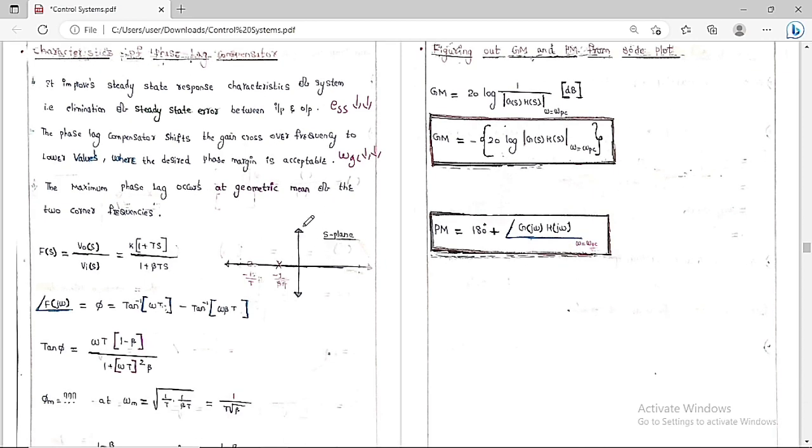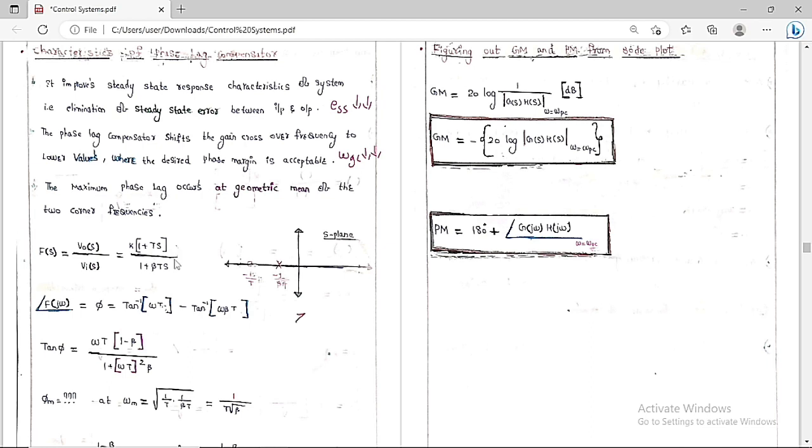Now what is the transfer function of the phase lag compensator? F of s is equal to V naught of s by Vi of s is equal to k into (1 plus ts) by (1 plus beta ts). So this is the transfer function of the phase lag compensator.